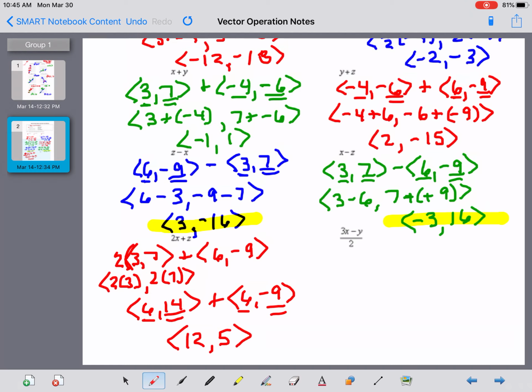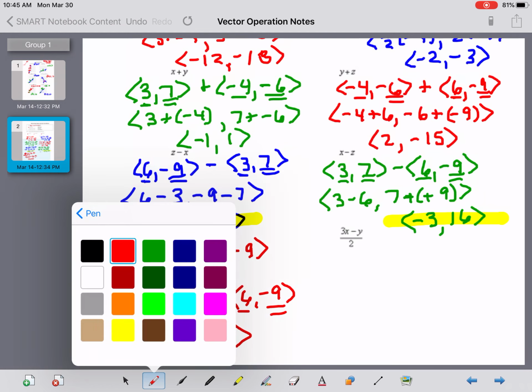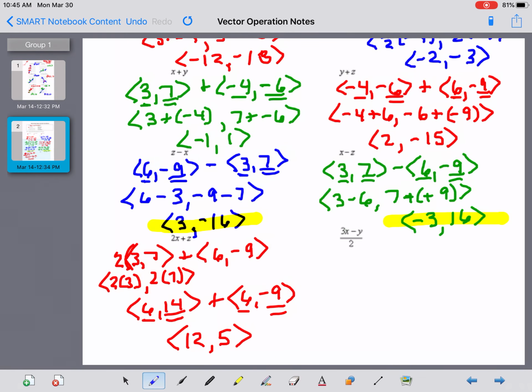All right, last and final one for today. I'm going to have a mixture here. I have a scalar of 3 times my x, which is that 3, 7, minus my y, which is -4, -6. And you'll notice I have a great big division bar with a 2 underneath. So the first thing I'm going to do is this one right here where I'm going to multiply.